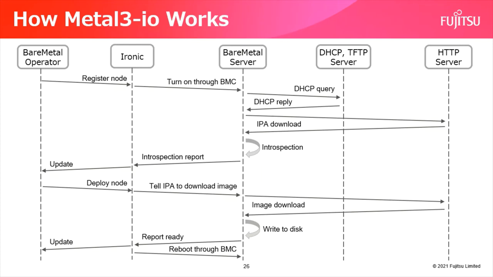And when provisioning, the Bare Metal Operator will send a deploy node request to Ironic, and then Ironic will tell the Ironic Python Agent to download the image. Then the Ironic Python Agent running on the bare metal server will download the image from the HTTP server and write it to disk. After that, it reports to Ironic that it's ready, and Ironic will then update the Bare Metal Operator and also reboot the server. After rebooting, cloud-init will complete, and the server will join the Kubernetes cluster as a node, or kubeadm init will run to initialize the control plane.